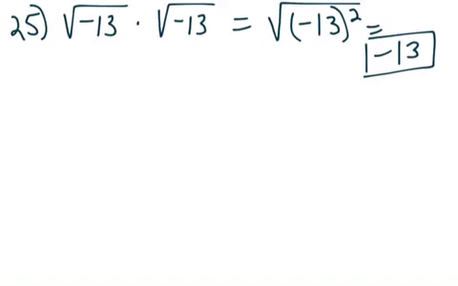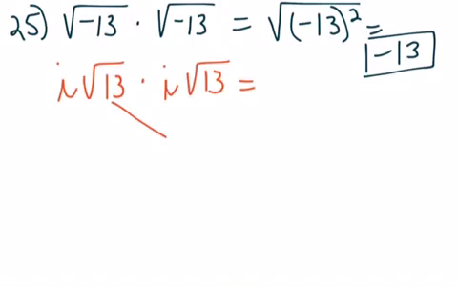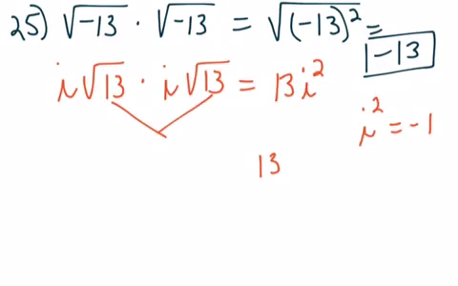Some students find it easier to work it like this, as having i times the square root of 13 times i times the square root of 13, which gives us 13i squared. We'll review the powers of i in just a minute, but i squared equals negative 1. So that's 13 times negative 1, which is the same as negative 13. Either process is correct, it's just whichever one is easier for you to understand.